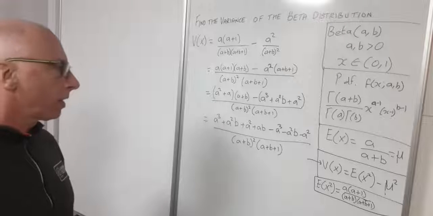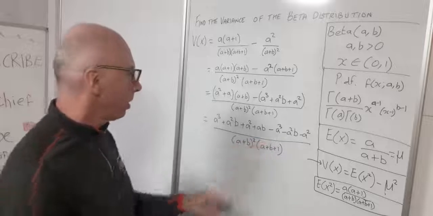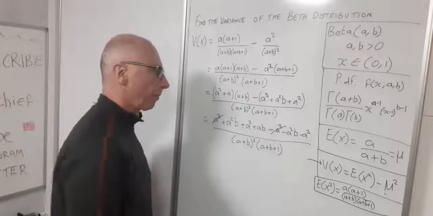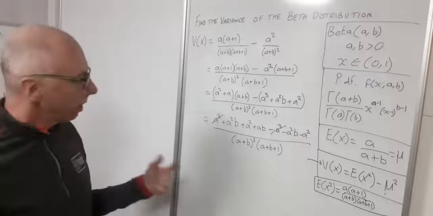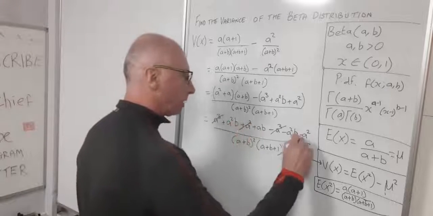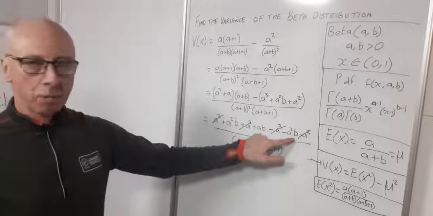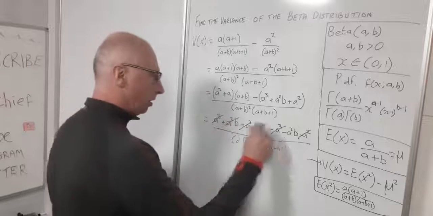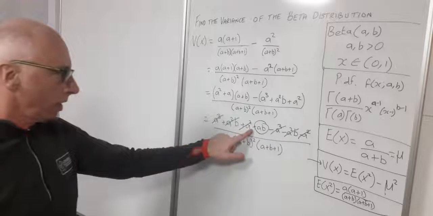So let's simplify it up. Start with the cube terms. We've got a cubed minus an a cubed, so they're gone. We've got a squared minus a squared, so that's gone. And now we've got a squared b minus a squared b. That one is also gone. So all we've got left now is this one here, which is ab, a positive.